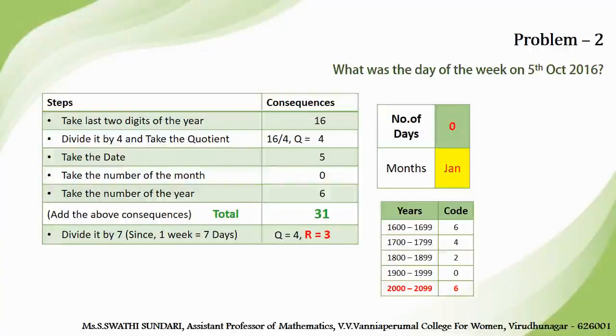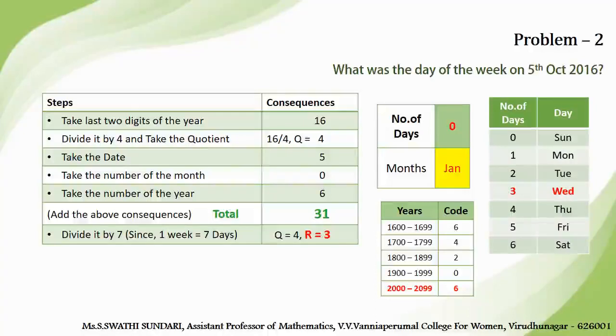And here the question is, what was the day? So divide 31 by 7. Here we get the quotient as 4 and the remainder as 3. So we have to find the day corresponding to the remainder, that was 3, that is Wednesday. So 5th October 2016 falls on a Wednesday.